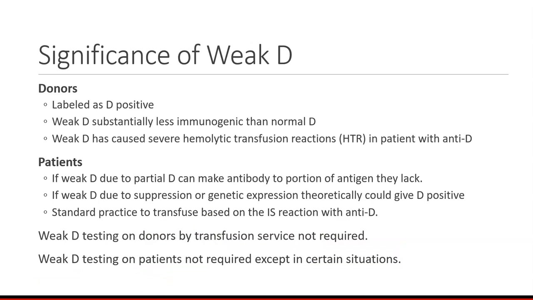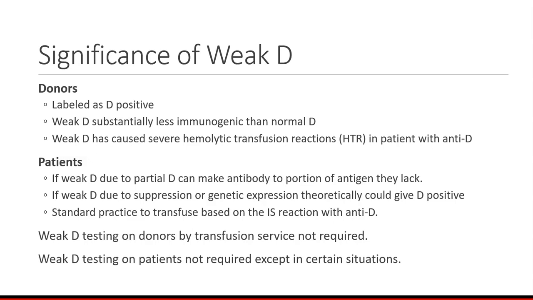You need to totally understand the significance of the weak D as a donor and the significance of a weak D as a patient. Donors, if they are weak D positive, they're labeled as D positive. The weak D antigen is substantially less immunogenic than normal D antigens, but it has been known to cause severe hemolytic transfusion reactions in patients with anti-D. So again, if you are a weak D positive person, as a donor, you are considered D positive.